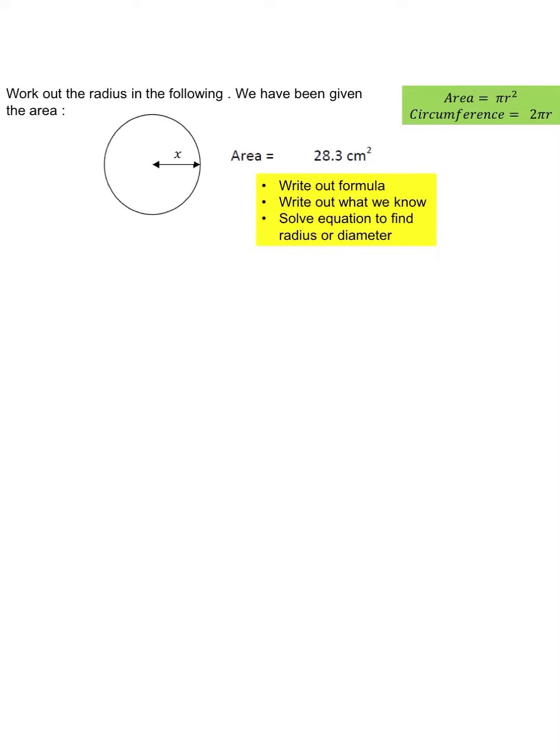Okay, so here we have an area of 28.3. So like any of these questions that we need to work backwards, let's write out what we know first. So we know the formula for area, and that is pi times radius squared. And in this question, the area is equal to 28.3. So in this question, our radius is x, so we have pi times x squared equals 28.3.